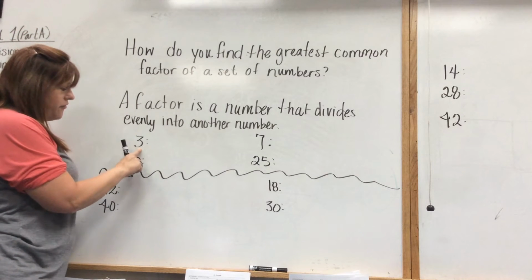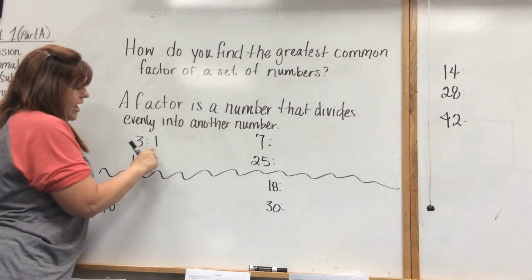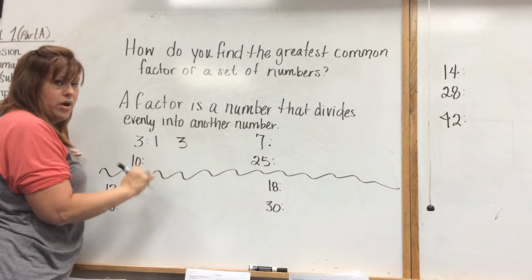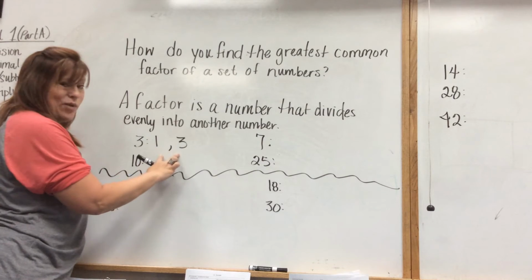Okay, so if I'm thinking of the factors of 3, I have 1. 1 is the factor of every number. And I would multiply 1 times 3 to get 3, and there are no other numbers. So 3 has exactly 2 factors. That's why it's a prime number.